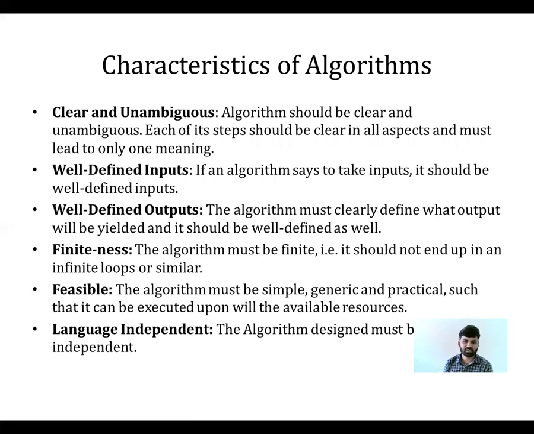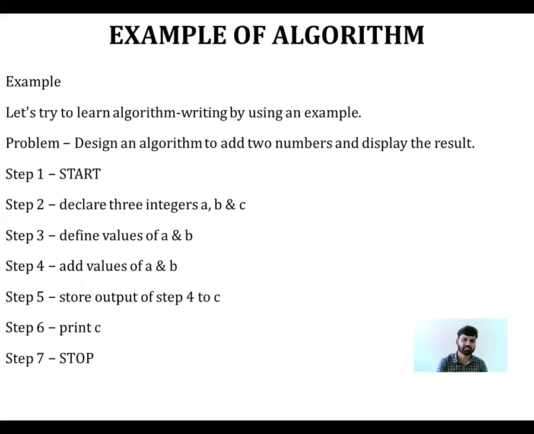Then finiteness. The algorithm must be finite. We should not end up with infinite loops. There should be finite steps. Then the algorithm should be feasible. It should be simple, generic, and practical. Then language independent. The algorithm should be language independent. By using various languages we should be able to implement the algorithm. These are the various characteristics of the algorithm.